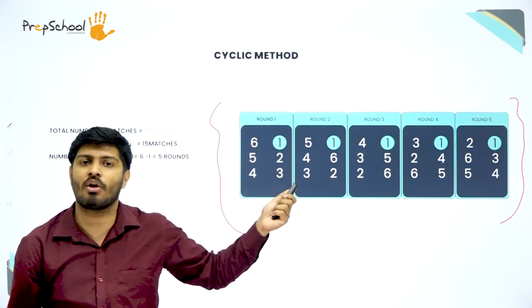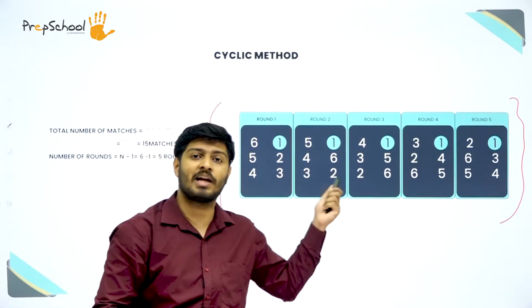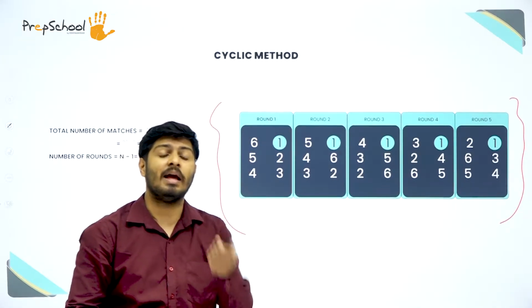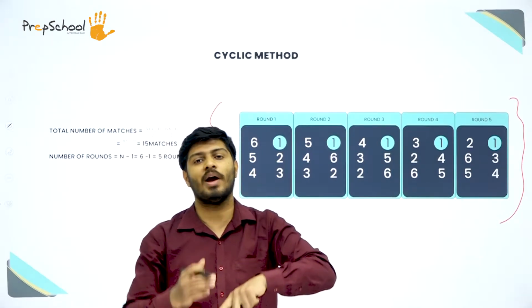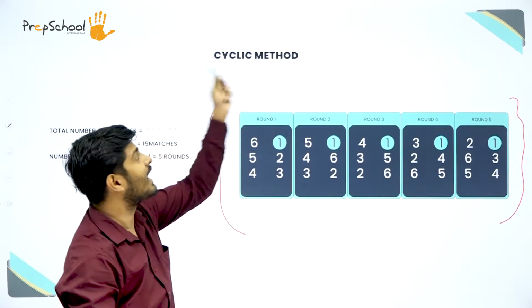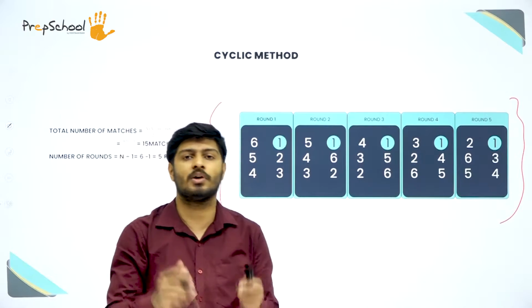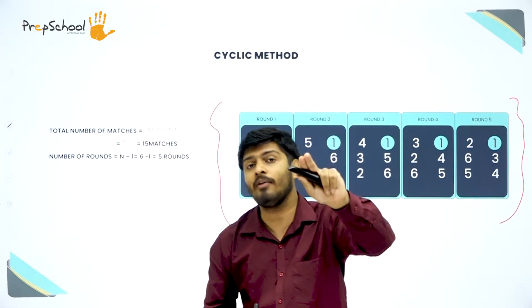Now one more thing to note down, this cyclic method is not under knockout tournament. It comes under what tournament? It comes under league tournament. So under league tournament you have 2 categories. What are those? You have cyclic method and you have staircase method. Tournaments are of only 2 types. What types of tournament do you have?